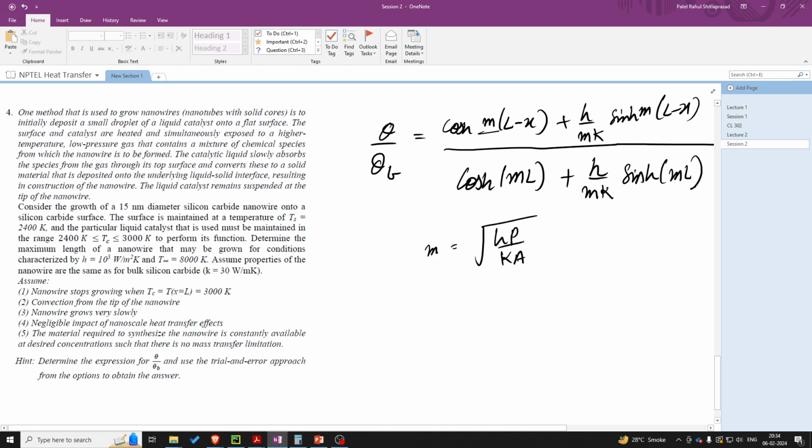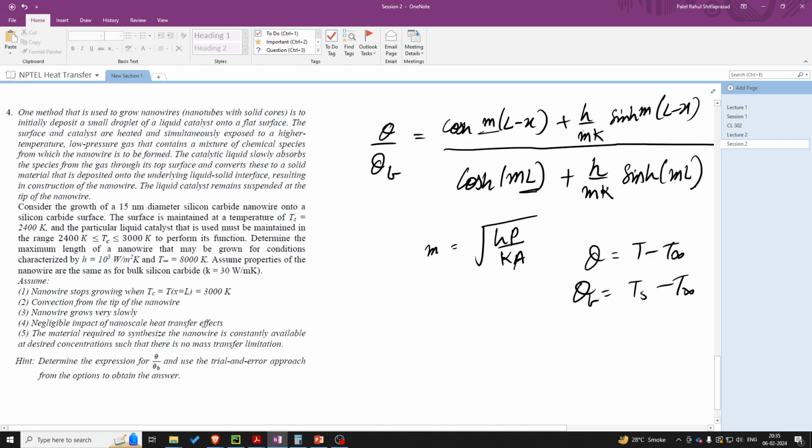P is the perimeter, A is the cross-sectional area, theta is nothing but T minus T infinity, and theta b is the temperature of the surface, that is Ts minus T infinity. So you need to put all those values in order to find the value of L. So try solving this question. This is a straightforward question, but you need to use a trial and error approach in order to find the length of the reactor.